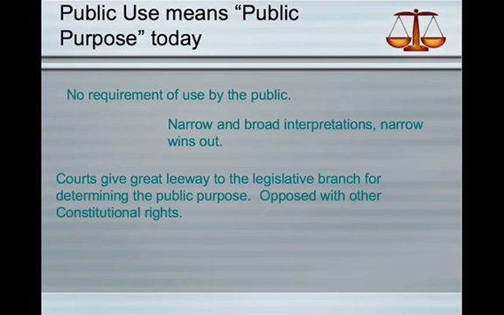And also, the court has given great leeway to the legislative branch for determining public purpose. And this is in contrast with other constitutional rights. For other rights, like the right to a lawyer, the courts have pretty much set the standards on what people need. Same thing with First Amendment rights and pretty much every other constitutional right.